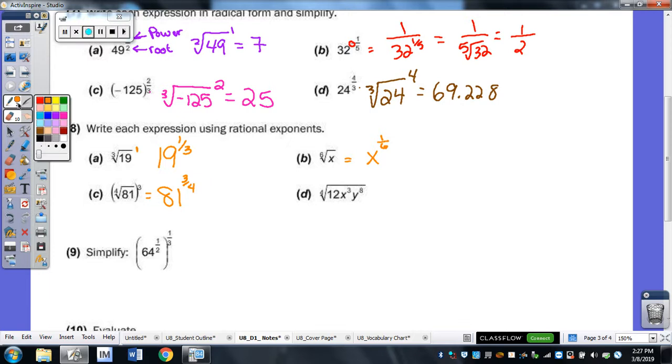Now for letter D, you have 3 different parts there. You got the 12, you got the x cubed, and you got the y to the 8th. So you have to do each one separately. So right now this is 12 to the first power. This would become 12 to the 1/4. Okay, so 12 to the 1/4, and then x to the 3/4, power over root. Y to the 8/4, which 8 divided by 4 is 2, so it becomes y squared. No, you always have to simplify. So you would have to simplify to the 2. Yes.